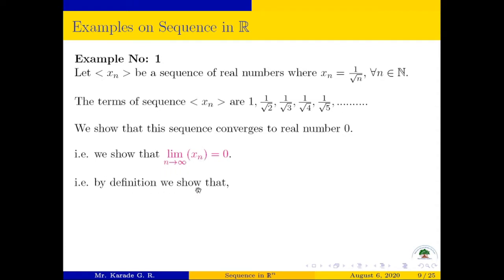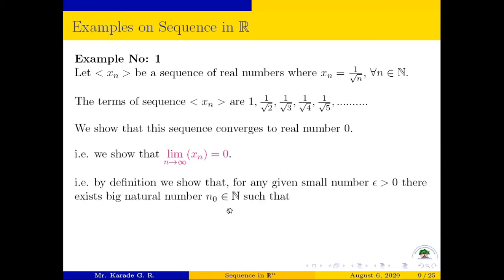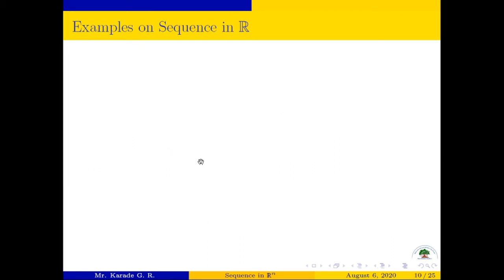By definition, we show that for any given epsilon greater than 0, there exists a big natural number n naught belongs to N, such that the distance between the terms of the sequence and the real number 0 becomes smaller and smaller when n becomes larger and larger. Okay, that we will show. So consider the inequality mod of xn minus 0 less than epsilon. But we observe that minus 0 is meaningless.